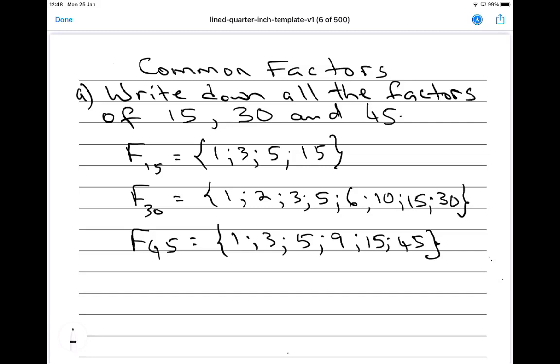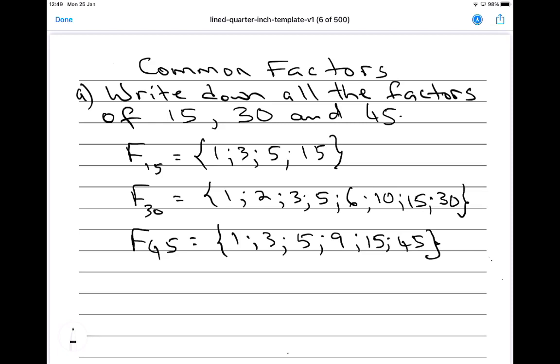We are going to look at common factors. We're looking at whole numbers and we want to talk about common factors between numbers. Let's look at this example here. It says write down all the factors of 15, 30, and 45. It's just listing down the factors of 15, 30, and 45.